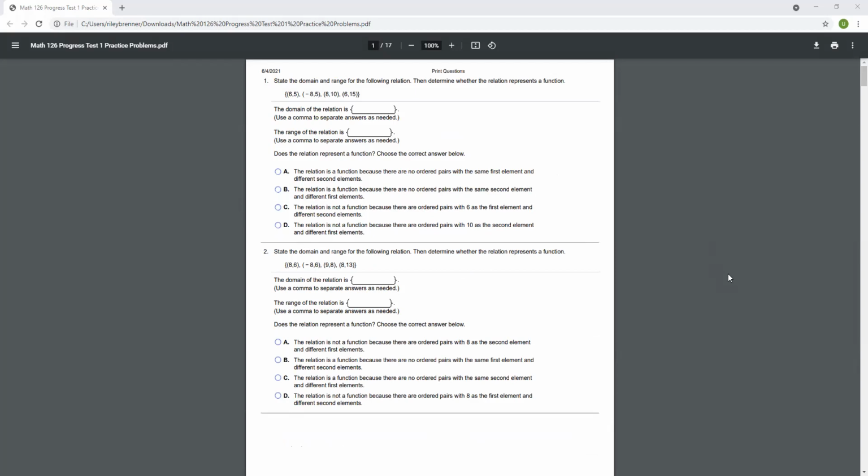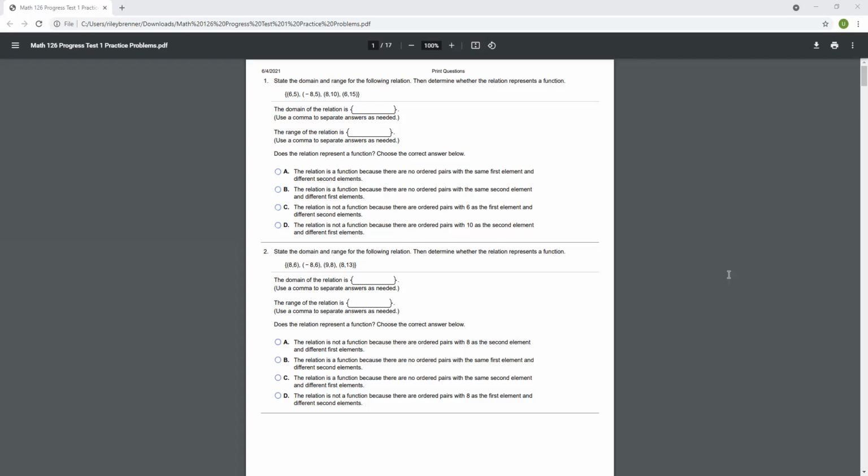So I have a little song that has lived in the back of my head for almost 9 years. It goes, a function, the domain is all inputs, all x's, the range is all outputs, all y's. You cannot have the same values of x for different values of y. And that's always what my brain goes to when I'm doing this. So the domain is all inputs, all x's.